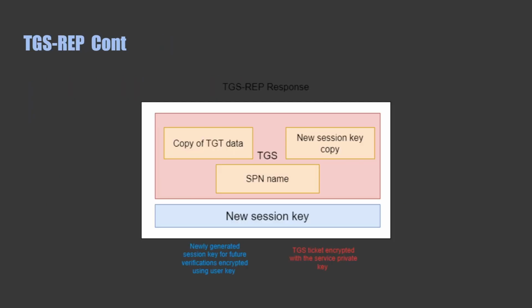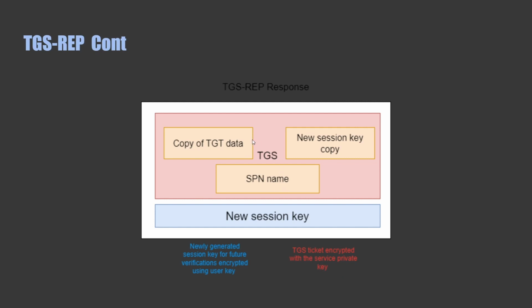So that's the TGS-REQ in the form of a diagram. Now the response from this is our TGS-REP response. Once we've got a TGS ticket, it will be a TGS ticket and a new session key. So as you can see, we have no TGT anymore. This is just the TGS ticket that we need to access the service. The TGS ticket is encrypted with the service private key.